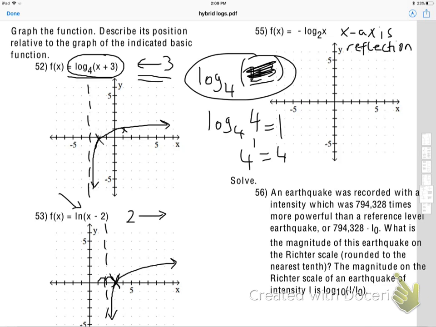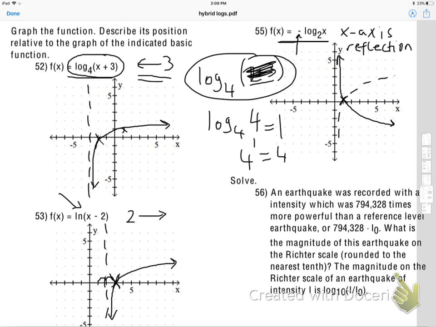Now this one here, if you remember your transformations, negative in front is just an x-axis reflection. So all I'm going to do is, instead of this, I'll put this as dotted, and instead of that, I am going to do this. There you go, folks, an upside down log graph because of the minus in front.